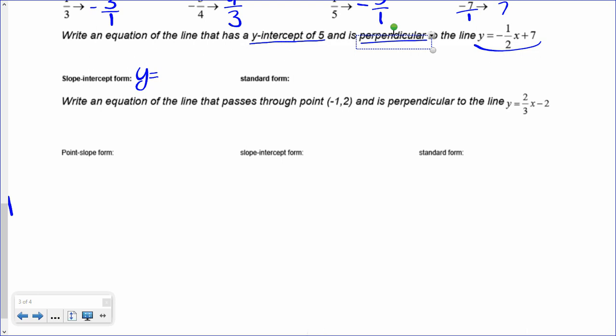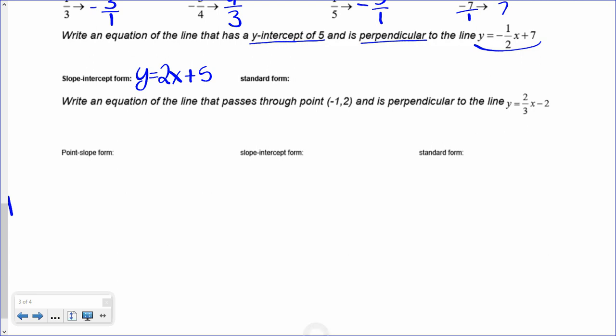2x plus 5. You have to make sure you read the entire question, then switch to perpendicular. So it needs to be the opposite reciprocal of the original slope. It started as -1/2, so it becomes +2. And then you have your +5 right there.